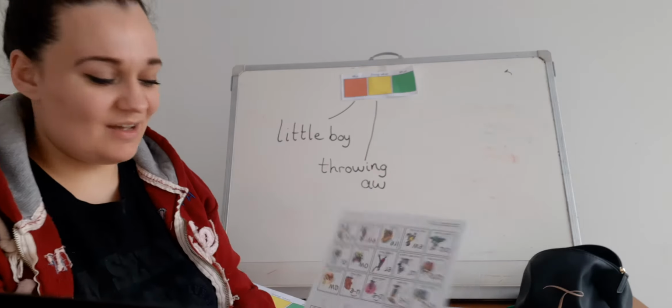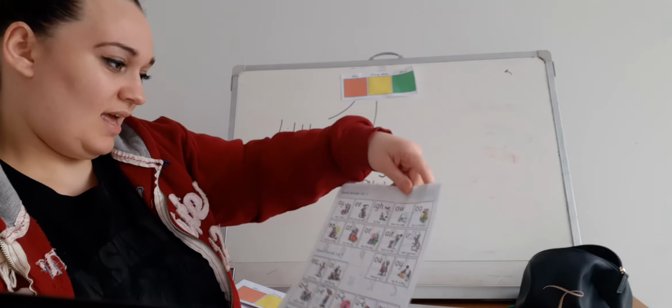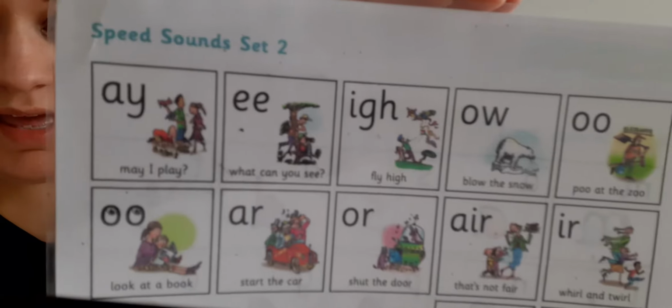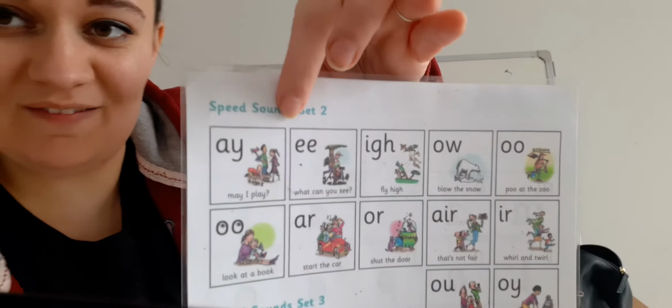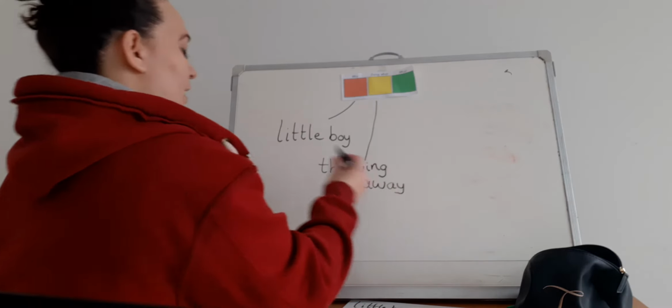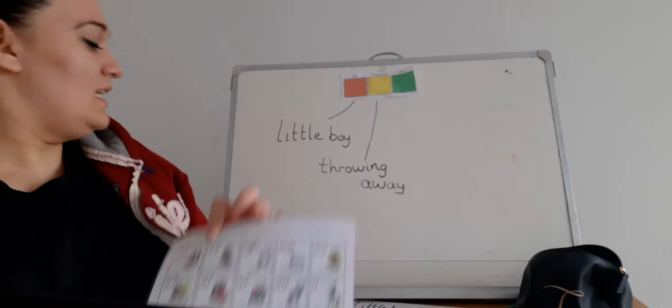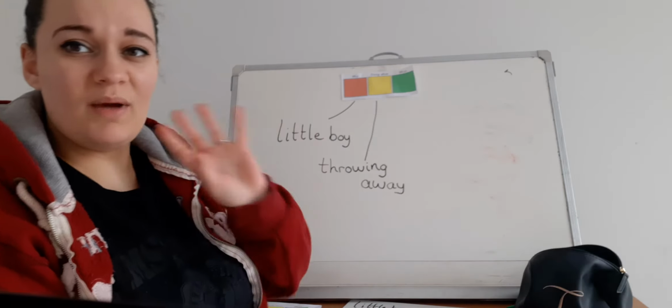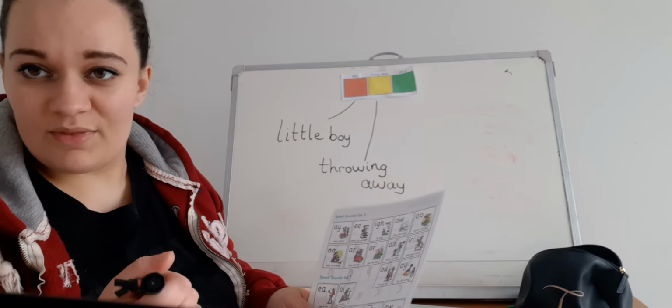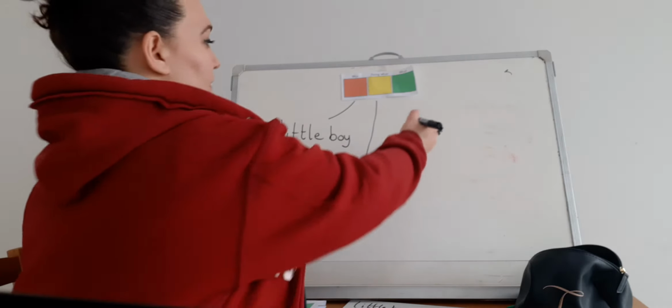A. How do I write A? Can you help me? A. Can you point to it? Did you say this one? Very good. A, may I play? Throwing away. Little boy throwing away. Look at what he's throwing away. He's throwing away some. He's finished with it. It's rubbish. If you wrote something else, you could do that one as well.